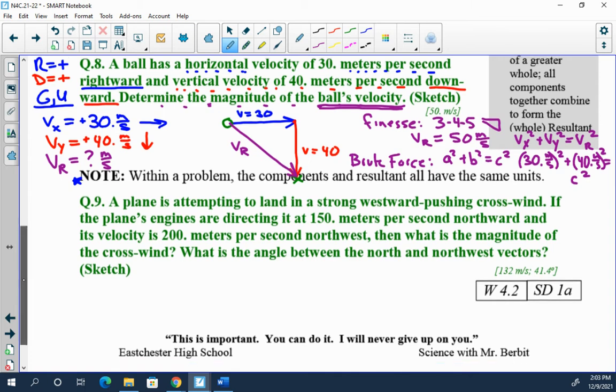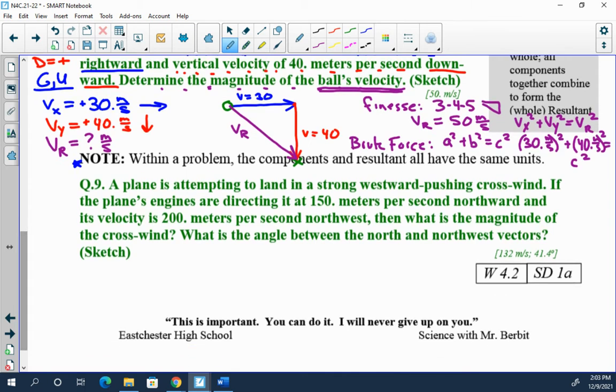All right, let's look at this plane problem. A plane is attempting to land in a strong westward pushing crosswind. Okay, they're telling us something. A westward pushing crosswind. If the plane's engines are directing it at 150 meters per second northward. So, when you're first putting your givens together, you sort of have to feel out what's happening. So you could say like velocity of the plane's engines, I'll put an E for engines, is 150 meters per second northward. I'll put a little n over here. These two-dimensional problems, sure, we can call north positive, but we're going to need to draw an arrow for this.